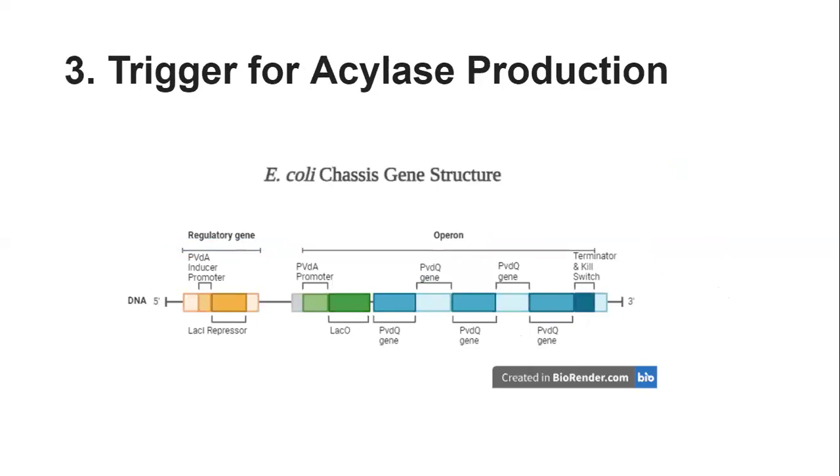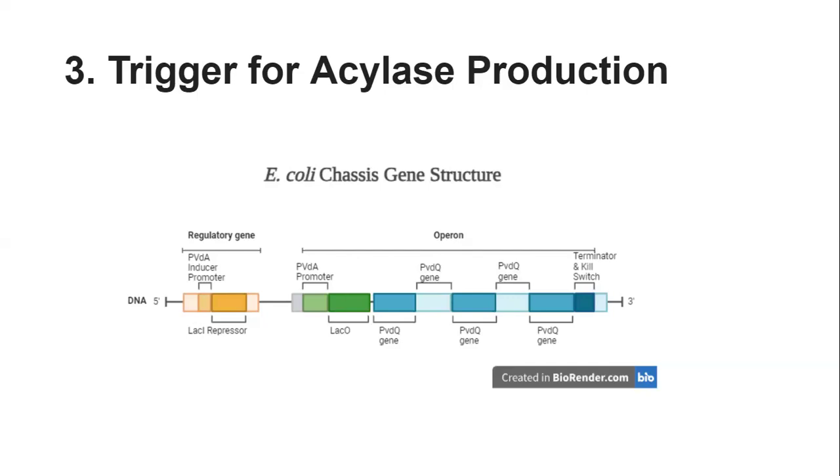Then this is stage 3. This is where we're going to trigger Acylase production. This is the brief and clear overview of our chassis gene structure. You can see on the farthest end, we have the PVDA inducer promoter. We also have our gene of interest, the PVDQ.